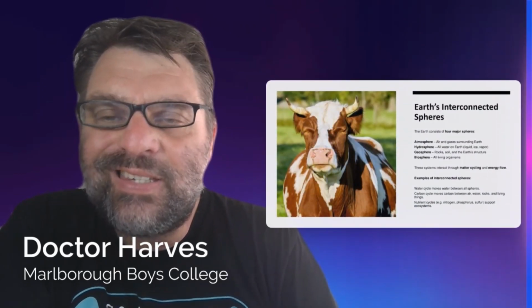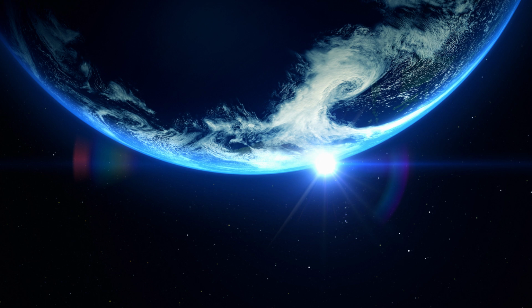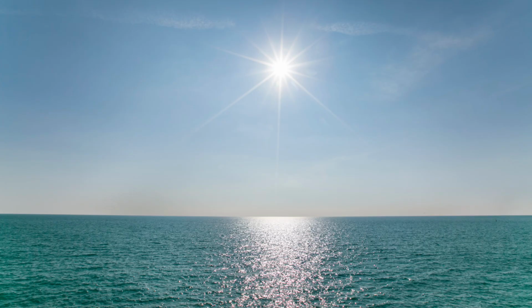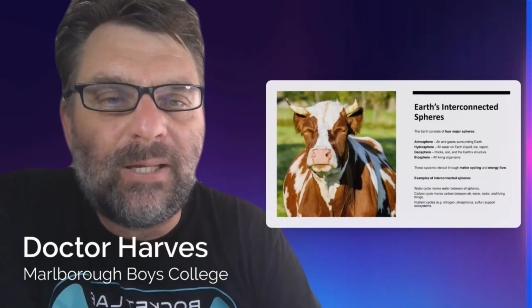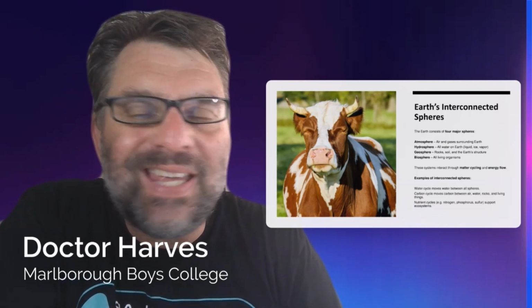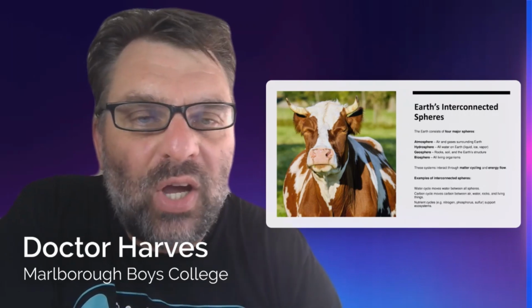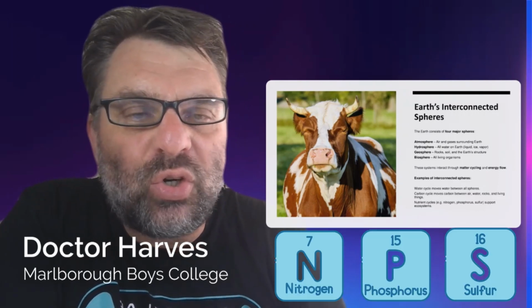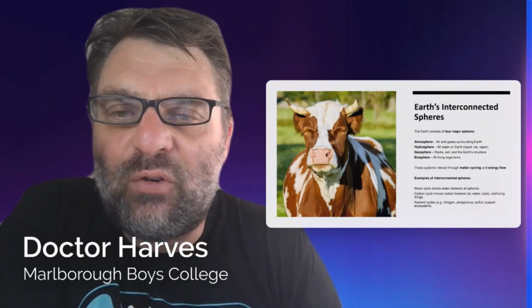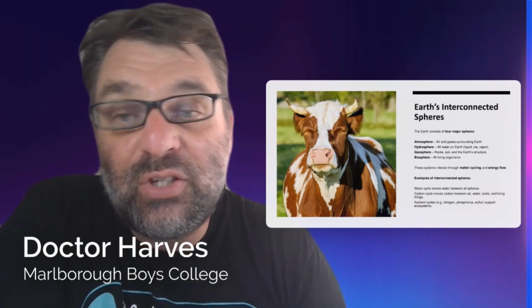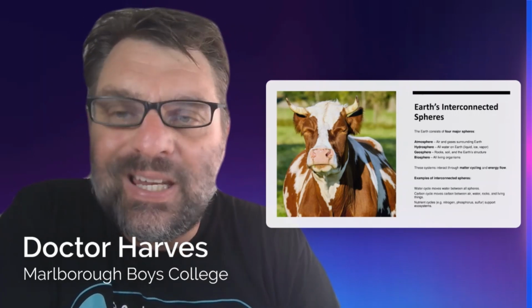So the Earth's spheres are all interconnected. Just to summarise the four spheres, we've got the atmosphere, the hydrosphere, the geosphere and the biosphere, which were defined earlier in the course. And these spheres basically interact through matter cycling and energy flow. Examples of these interconnected spheres are the water cycle, the carbon cycle, and also nutrient cycles like nitrogen, phosphorus and sulfur. So carbon, nitrogen, sulfur and phosphorus, they are matter, so is water. So those are examples of matter cycling.